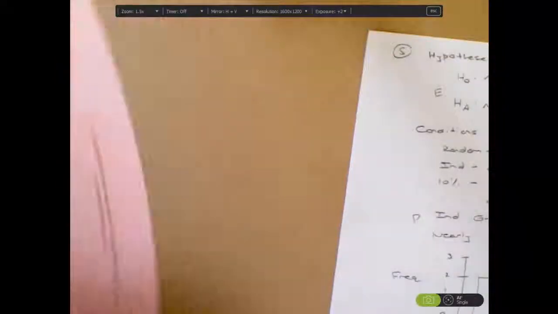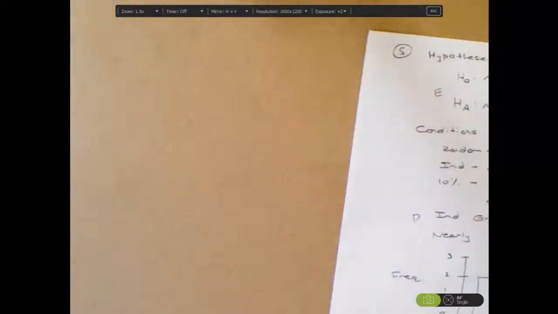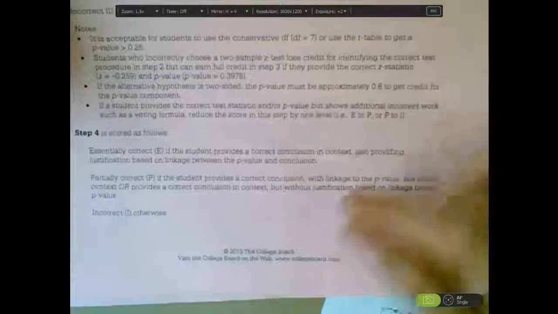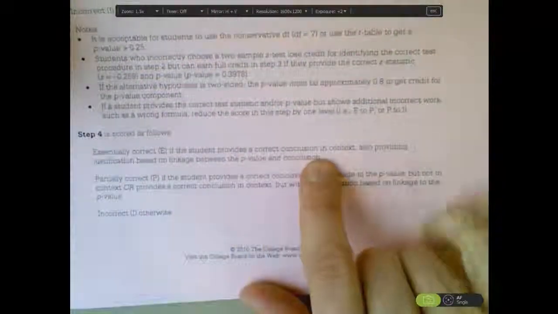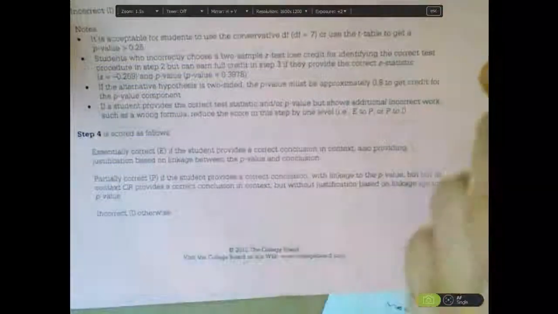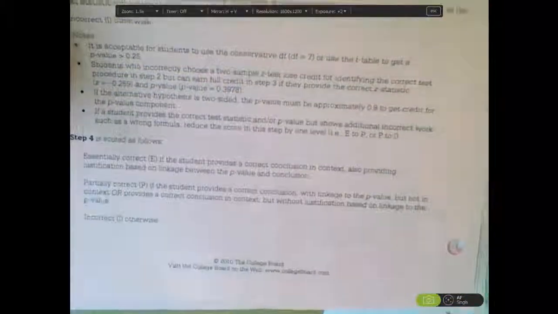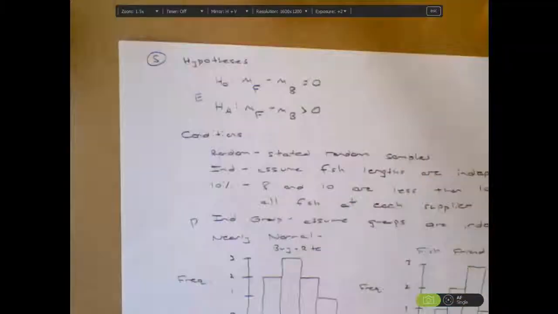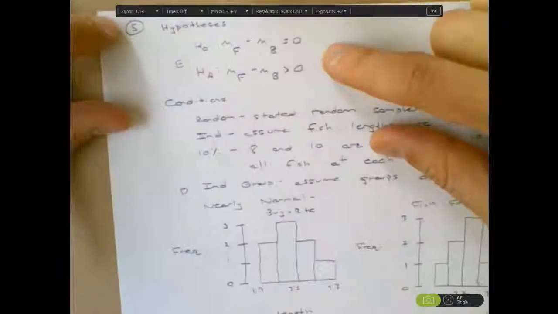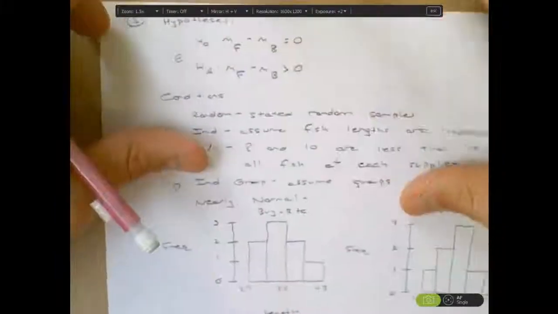Okay, step 4. We need a correct conclusion in context. They're looking for a couple things to earn credit: a correct conclusion in context and linkage to the p-value, as always. So again, if you're running out of time, you're doing 2 things. You're writing your null and alternative, getting a point there. You're making up a p-value, and then you're writing a conclusion.